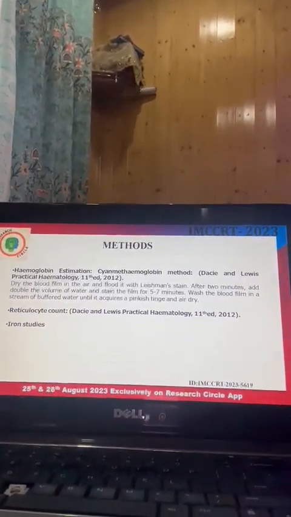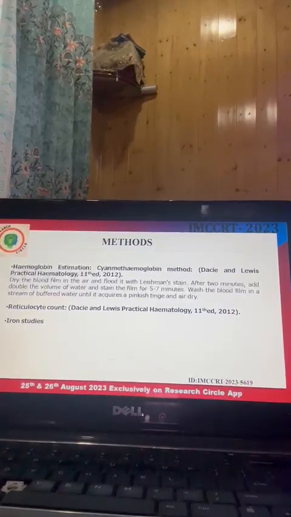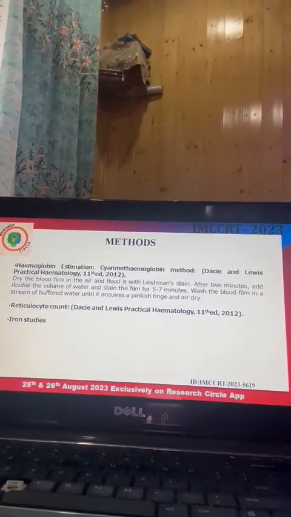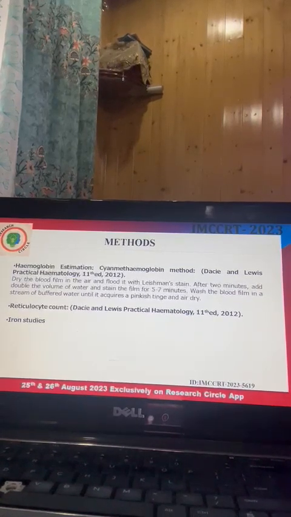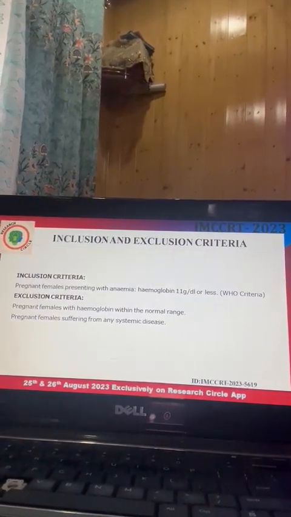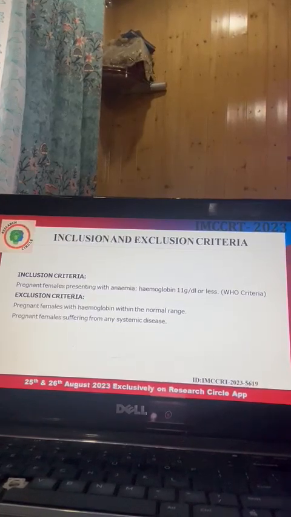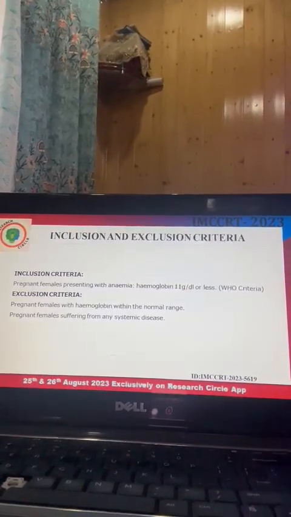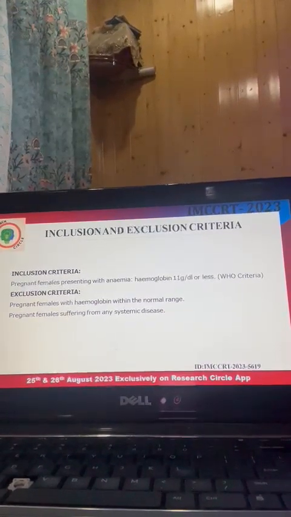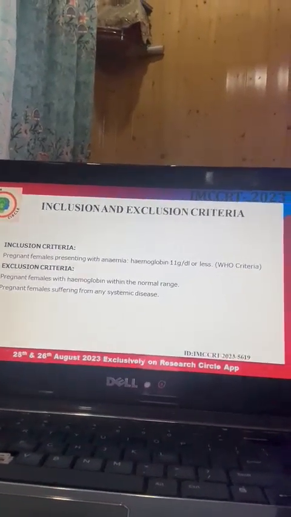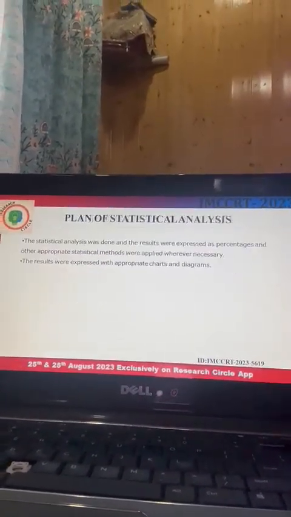The methods used in this presentation are hemoglobin estimation, reticulocyte count, and iron studies. Now coming to the inclusion and exclusion criteria. Inclusion criteria included pregnant females presenting with anemia, hemoglobin 11 gram per deciliter or less, and exclusion criteria were pregnant females with hemoglobin within the normal range and pregnant females suffering from any systemic disease.